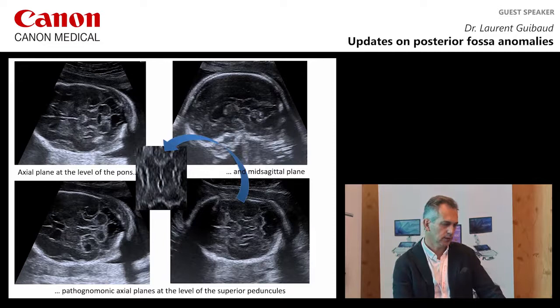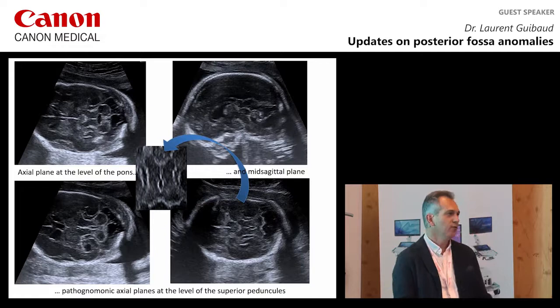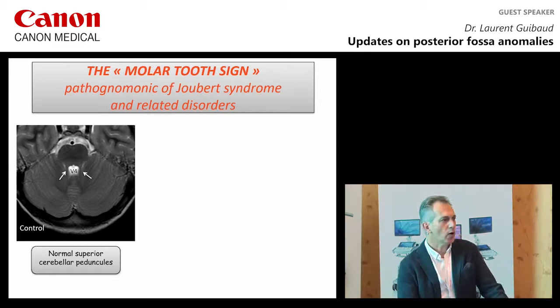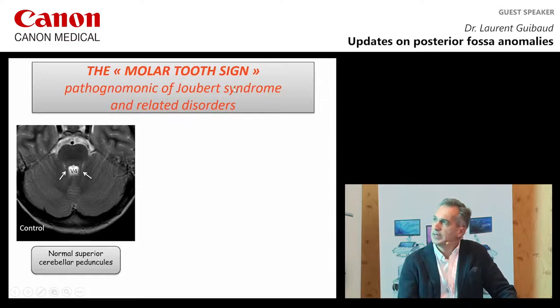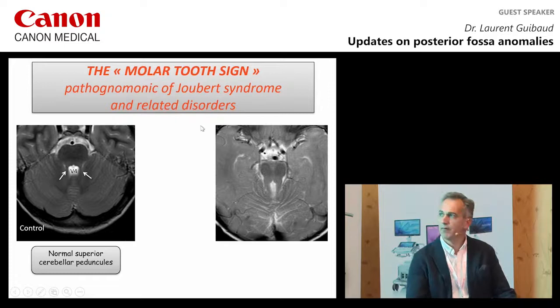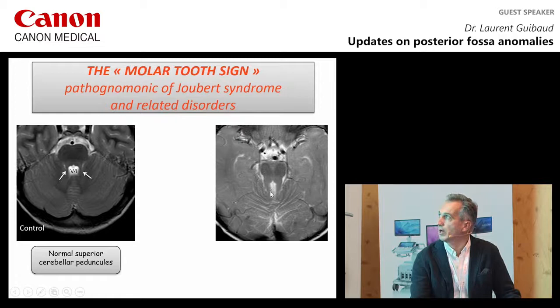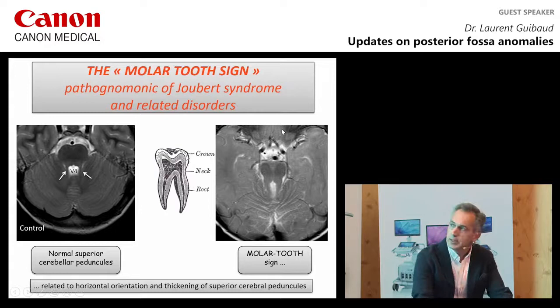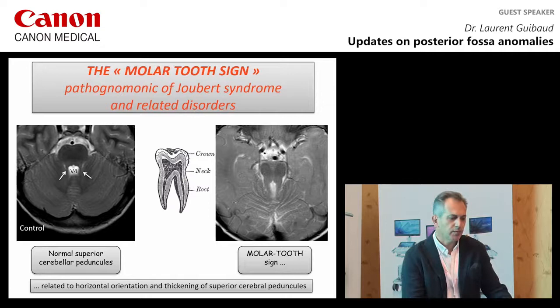If you move this like that, it's more evident if you know the findings. This is, in fact, the molar tooth sign, which is pathognomonic of Joubert syndrome and related disorders. This is a postnatal view with a normal superior cerebellar peduncle here, and the fourth ventricle here. And look here, you have thickening and elongation of the peduncle, and you have the fourth ventricle here. So you have a typical molar tooth sign, which is, in fact, pathognomonic of this disease.